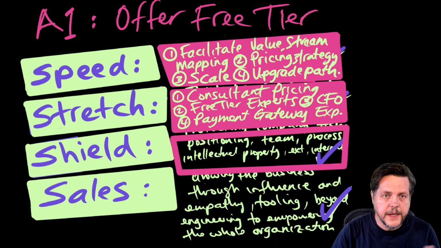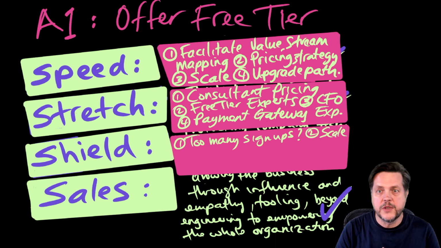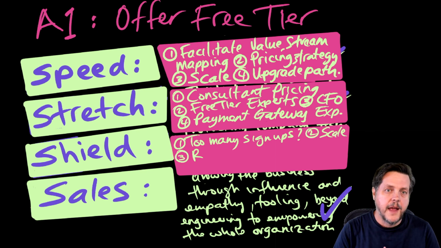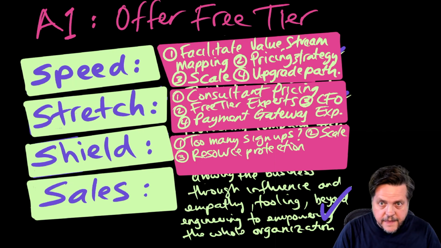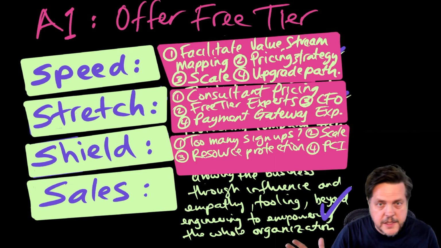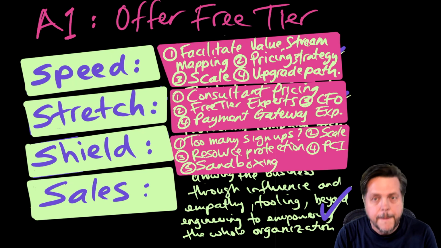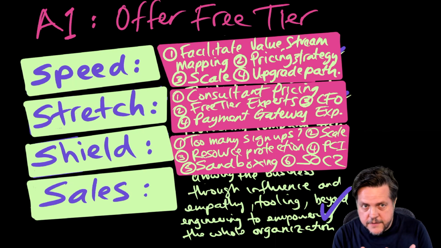A1 Shield could be, how do we protect our system from runaway signups? How do we build redundancy in our infrastructure? How do we protect our resources since they might get caught up by users who aren't paying us anything? What is the status of our PCI compliance? How do we sandbox these free users from premium features? And how does this impact our ongoing SOC 2 initiatives?